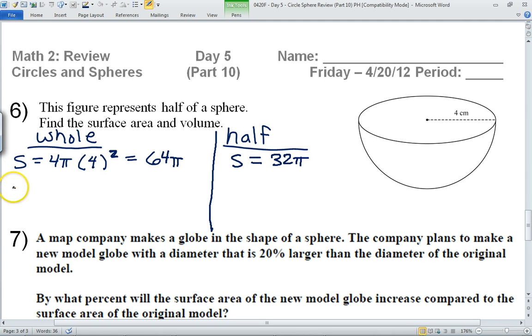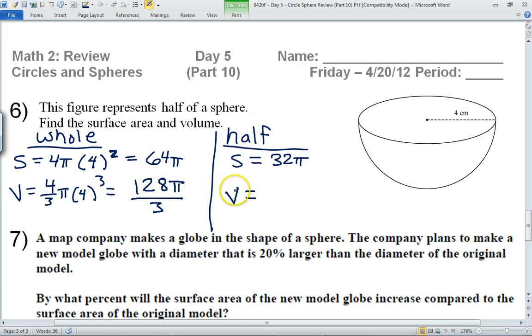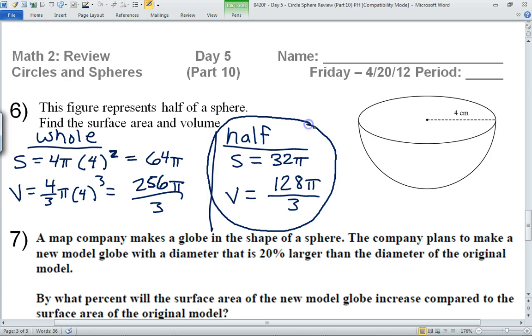And similarly, the whole volume is given by 4/3 pi times the radius cubed. Put that in your calculator. That turns out to be 256 pi over 3. Then half the volume, whoops, I messed that up. Back up. Half the volume is 128 pi over 3, because the whole volume was 256 pi over 3. Okay, so these are the answers to the question right there.